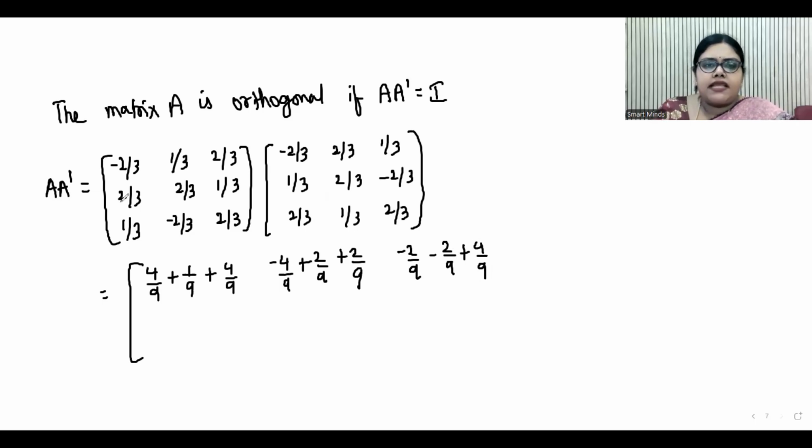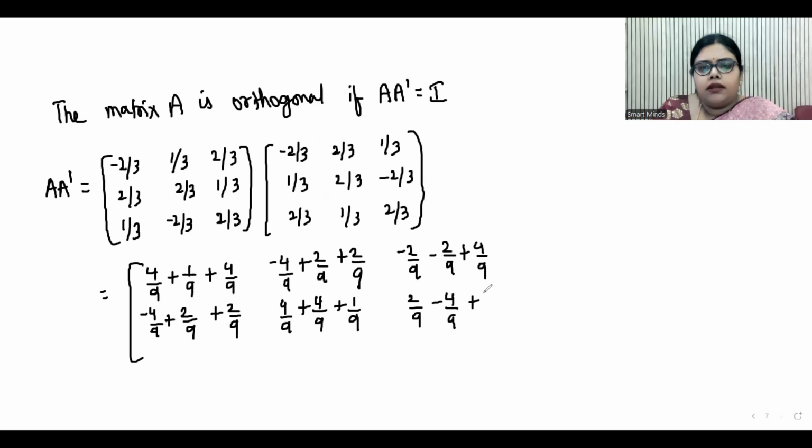Now multiply second row with all the three columns. So you will get minus 4 by 9 plus 2 by 9 plus 2 by 9. Then 4 by 9 plus 4 by 9 plus 1 by 9. Then 2 by 9 minus 4 by 9 plus 2 by 9. Now third row multiply with all the three columns.